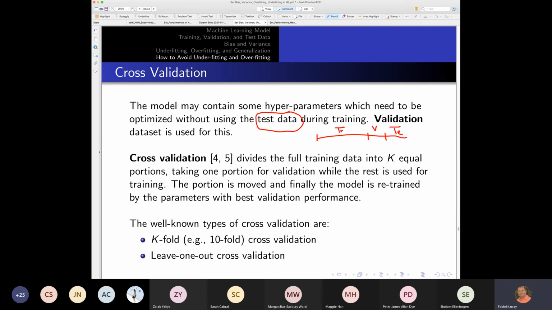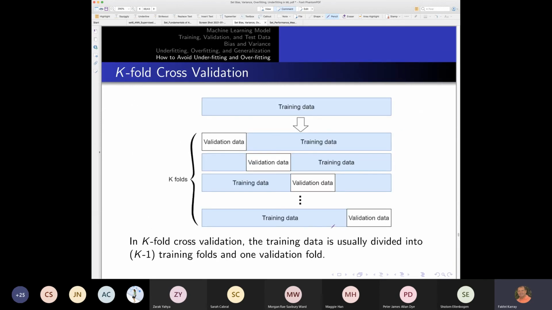Okay. What is cross-validation? Cross-validation has become very important in machine learning to deal with the various characteristics and problems of machine learning, such as overfitting. So we divide the full training data into k equal portions, taking one portion for validation while the rest is used for training. The portion is moved, and finally the model is retrained with the parameters with the best validation performance. Let me show you this particular figure.